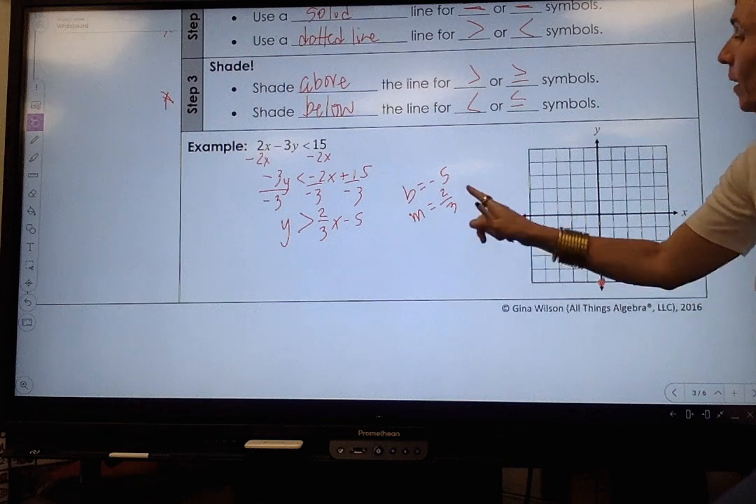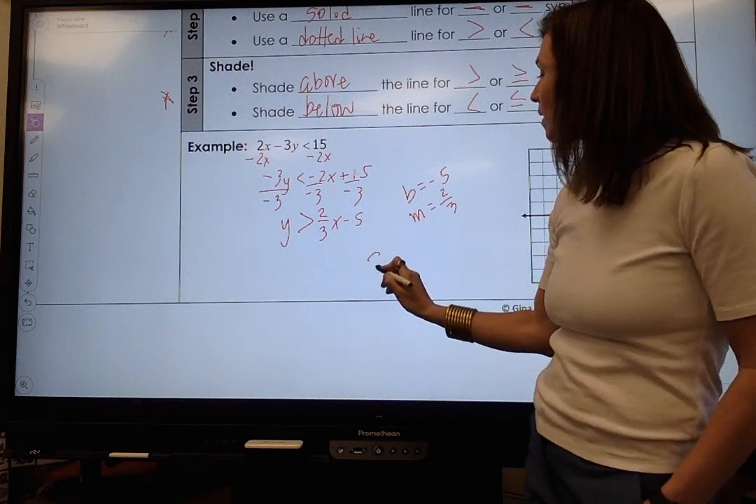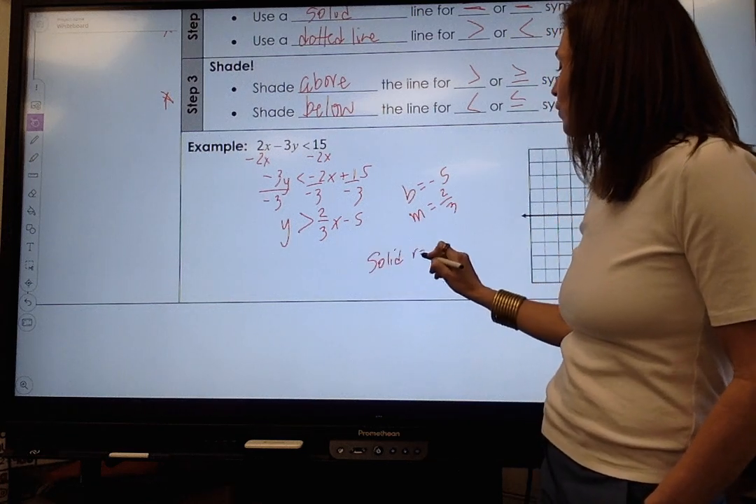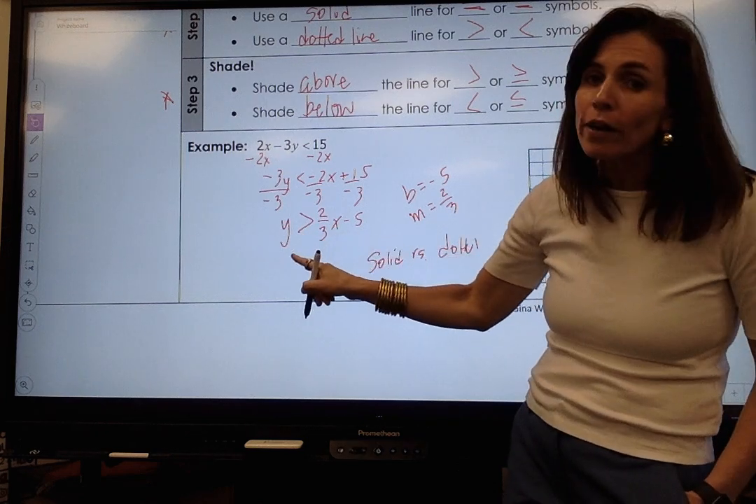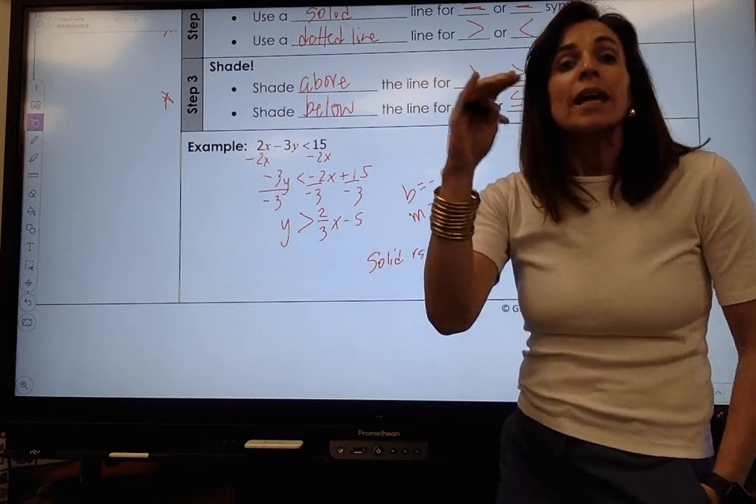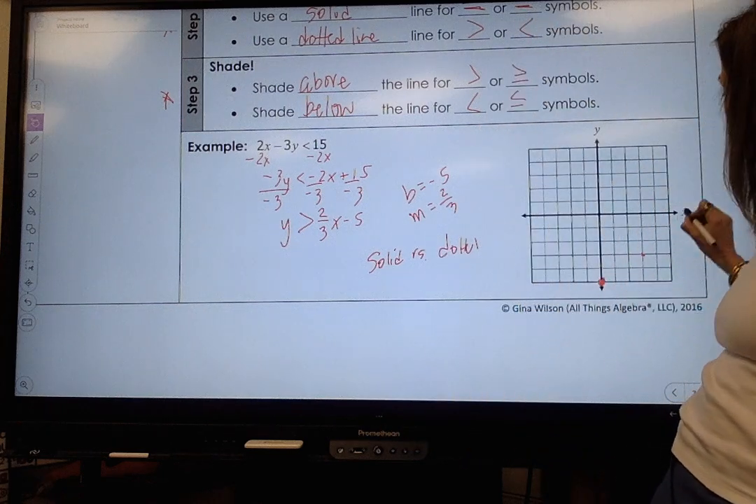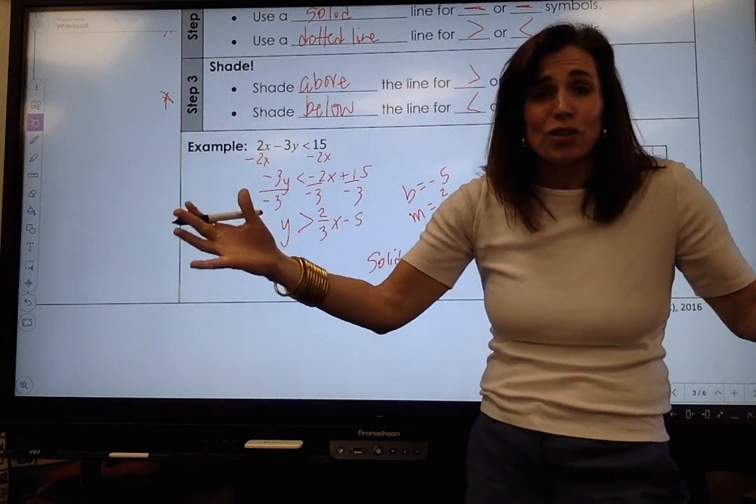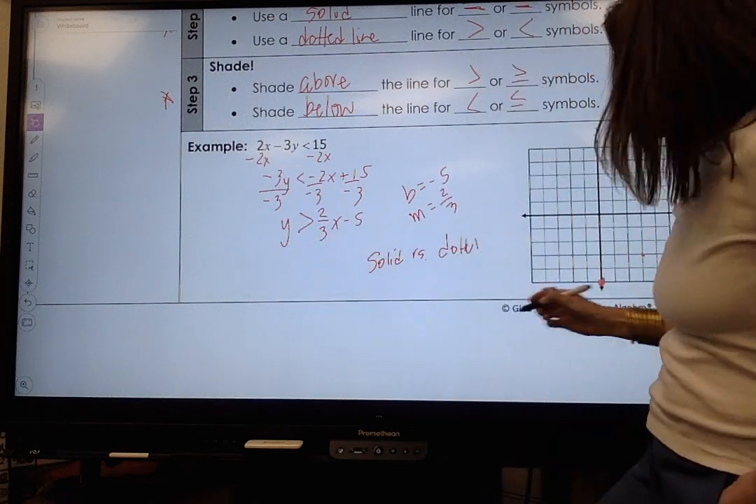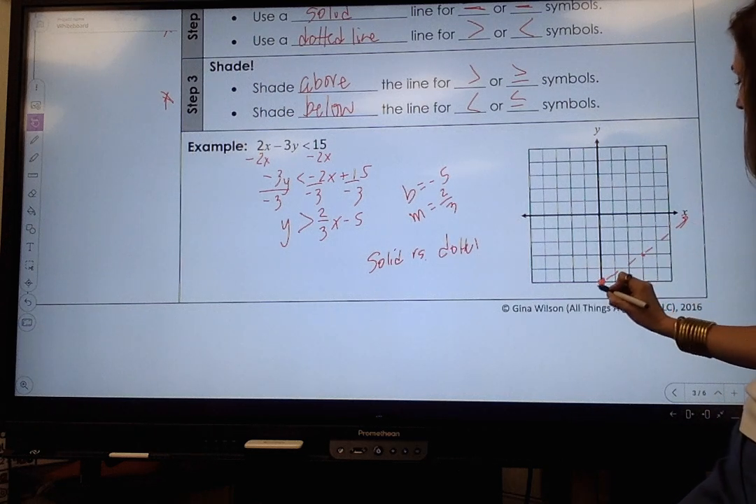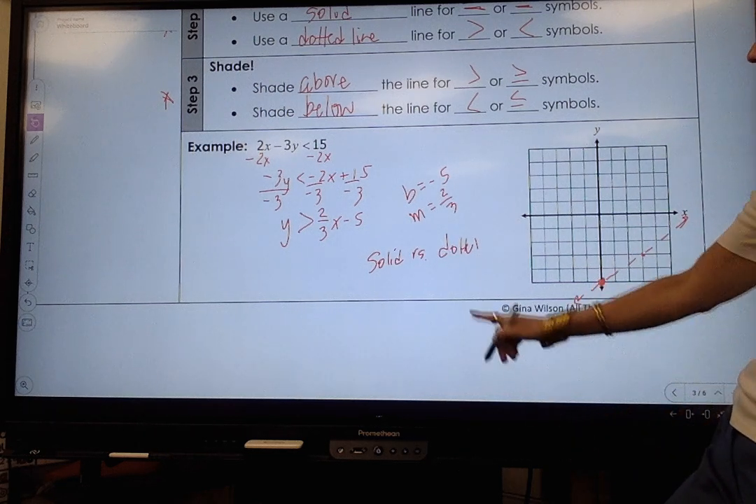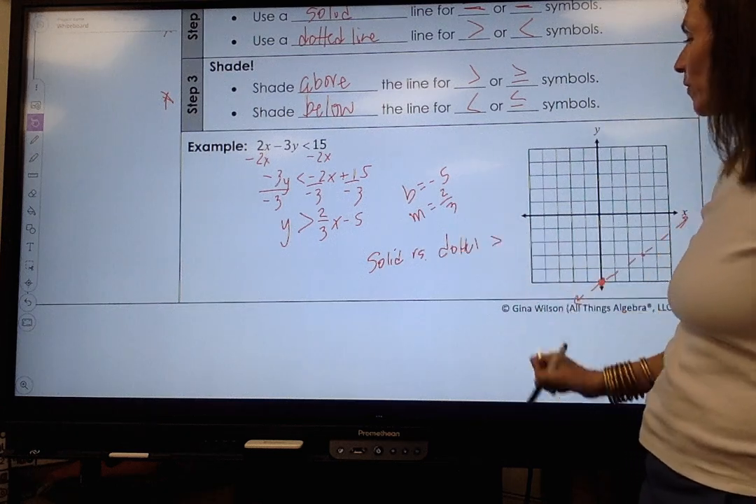And now, is it going to be solid versus dotted? Because it's greater than, it's not equal to. If it's equal, that means it's a straight line. But this is not equal to. It's just anything greater than. So I'm going to use a dotted line, go all the way through. Okay? That's a dotted line because it's greater than.